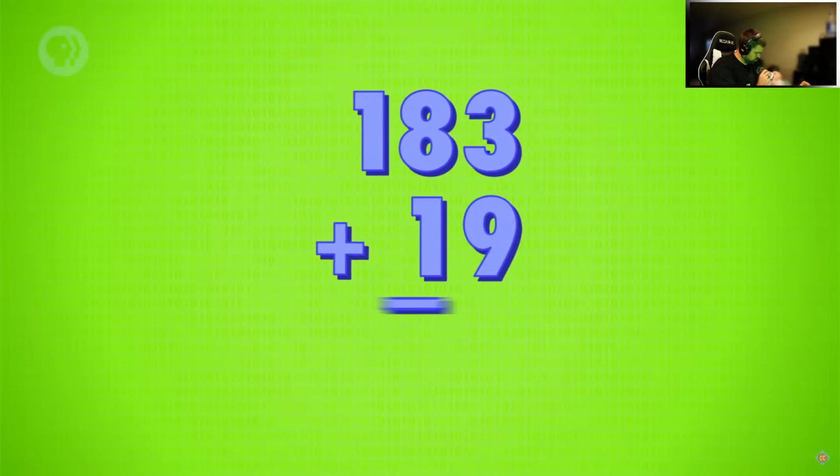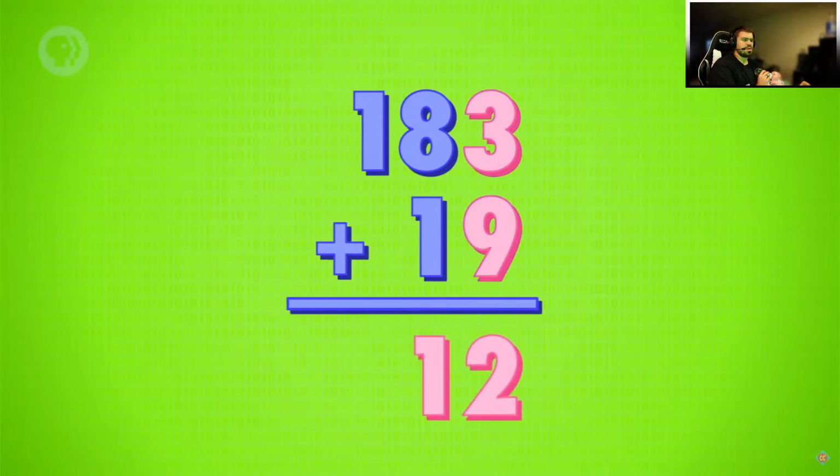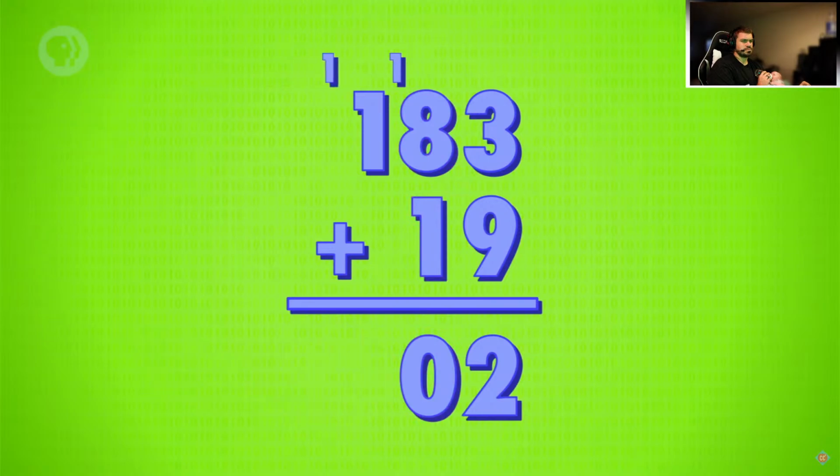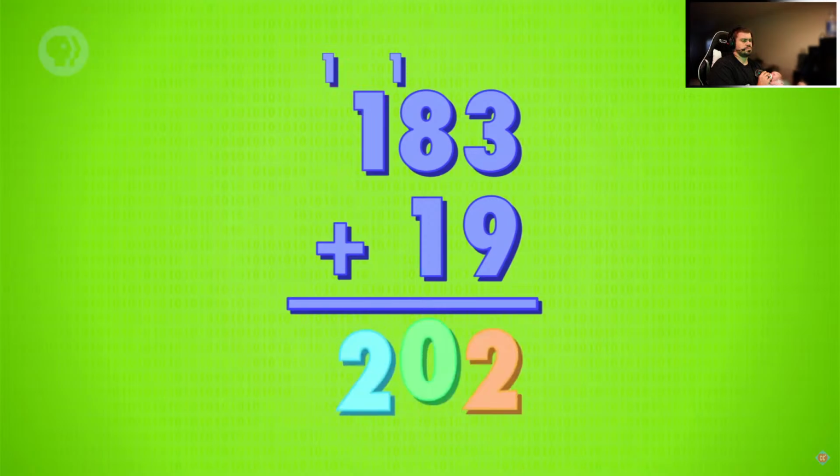Math with binary numbers isn't hard either. Take for example decimal addition of 183 plus 19. First we add 3 plus 9, that's 12, so we put 2 as the sum and carry 1 to the tens column. Now we add 8 plus 1 plus the 1 we carried, that's 10, so the sum is 0, carry 1. Finally we add 1 plus the 1 we carried, which equals 2, so the total sum is 202.